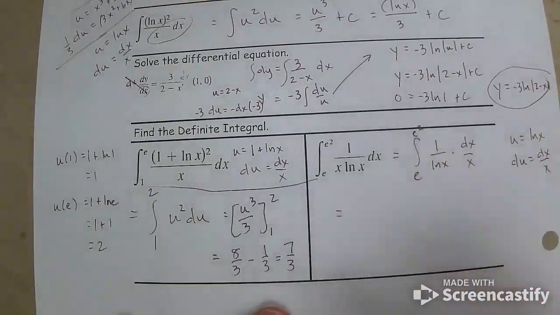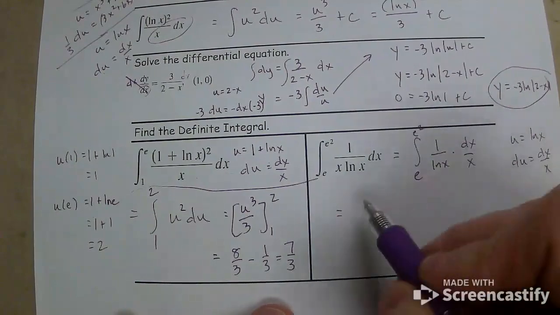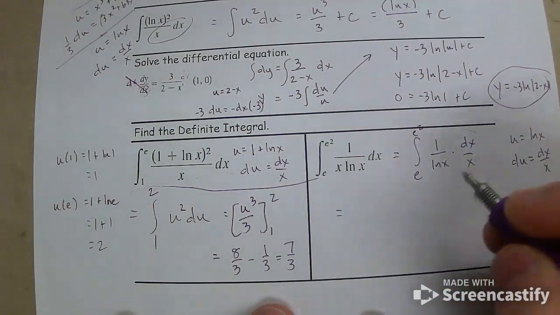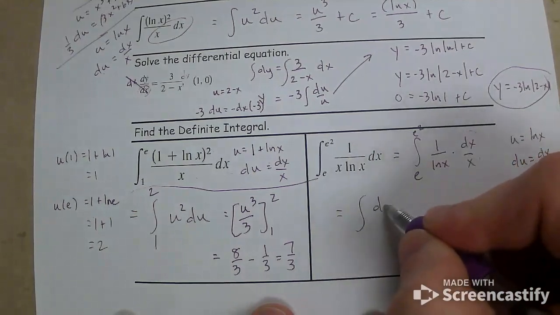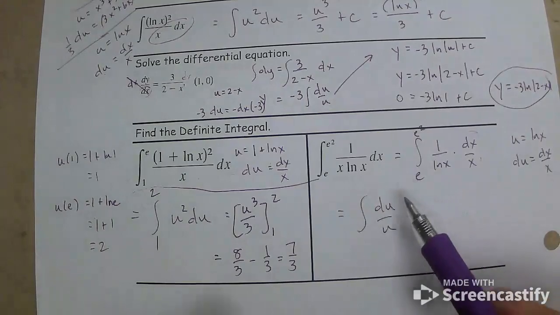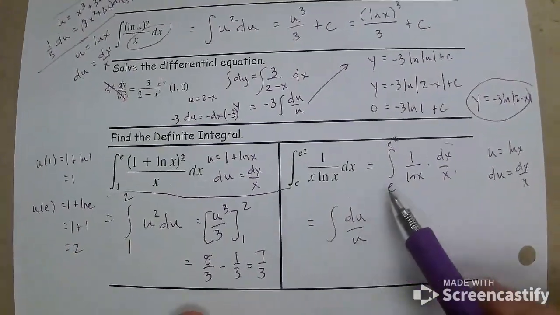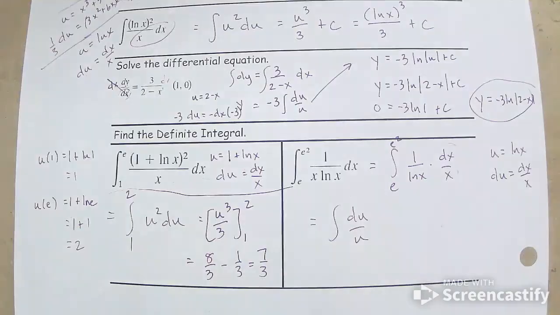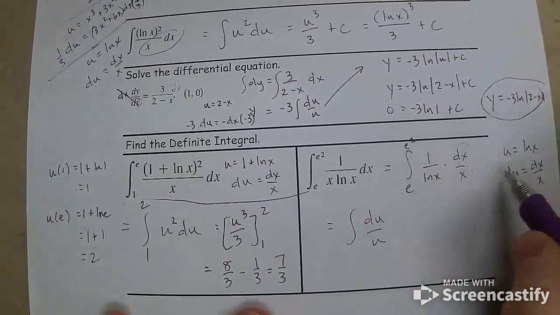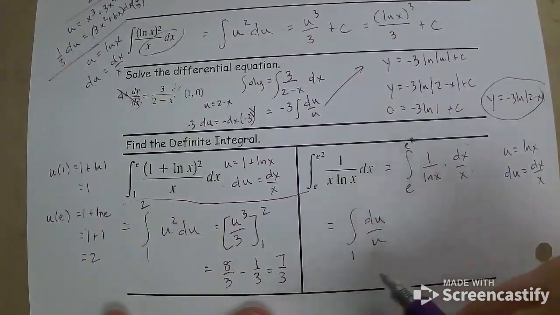So when I set this up, this is going to be du, and this is going to be u. So I really have the integral of du over u. I just need to replace my boundaries with values that are in terms of u. All right. And so I get this integral. This is natural log of e down here, which is 1.